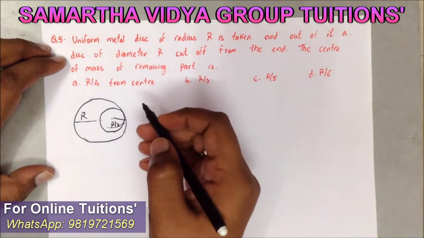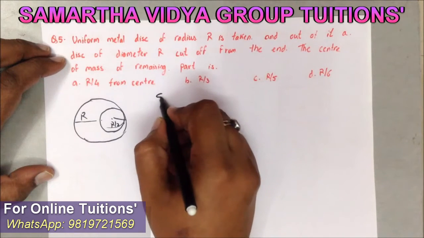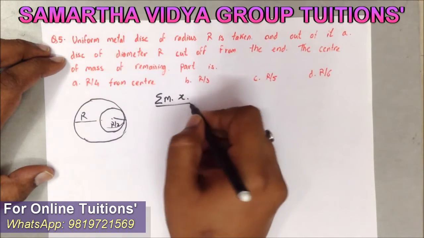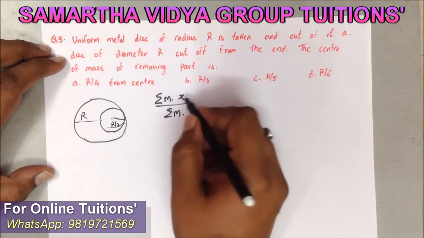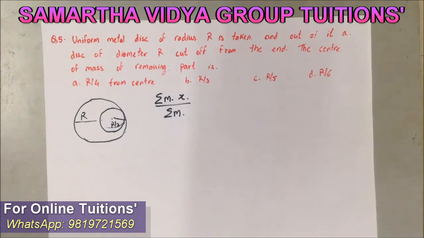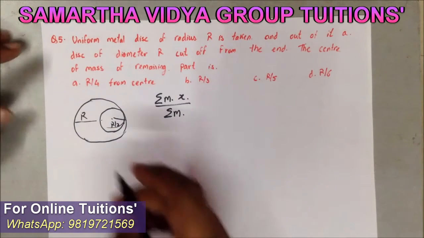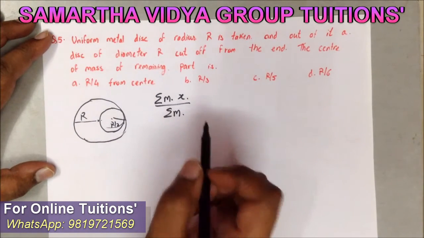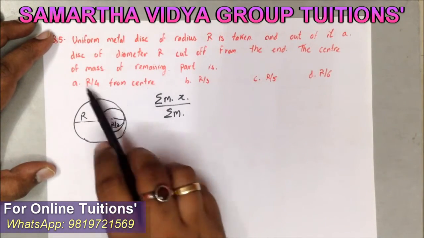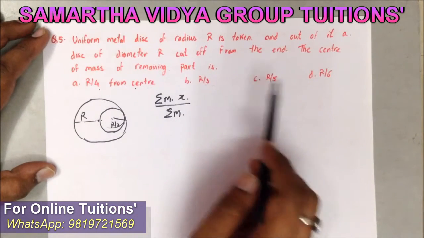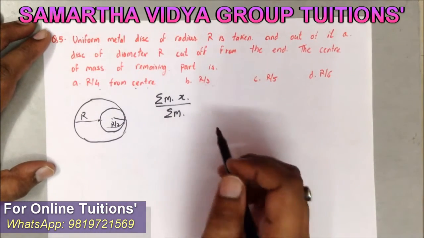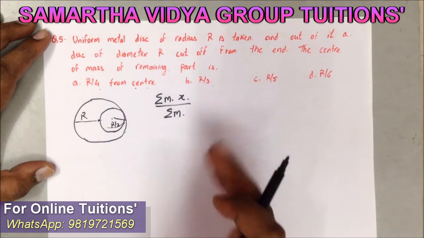So we know that the center of mass is given by the summation of m, that is the mass, into the centers of those masses, divided by the total mass. So that gives you nothing but the center of mass. So x is nothing but the centers of those masses from a reference point. In this case, we'll be considering O as the reference point, because all the distances given in the options are given from the center. So it's r by 4 from the center, r by 3 from the center, and so on. So we're considering that the origin is the center, and from there we will be calculating what is going to be the center of mass.